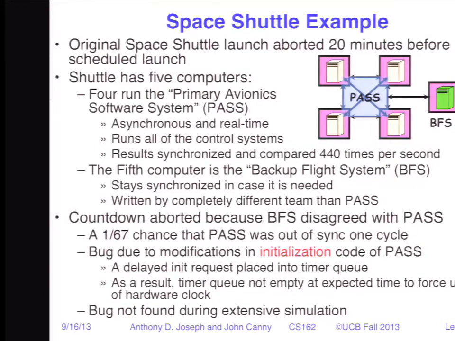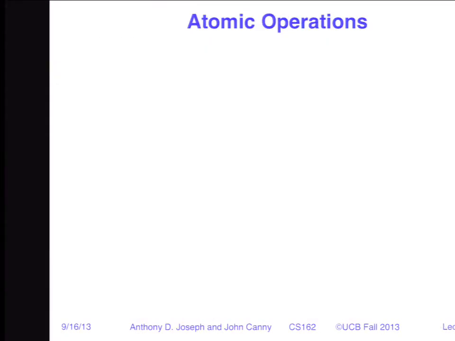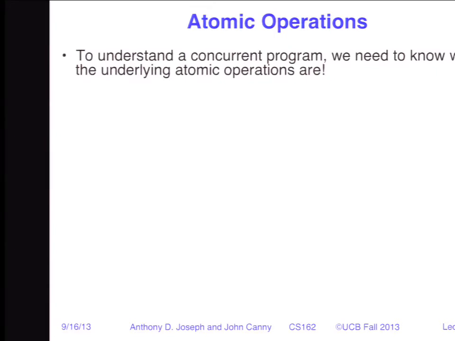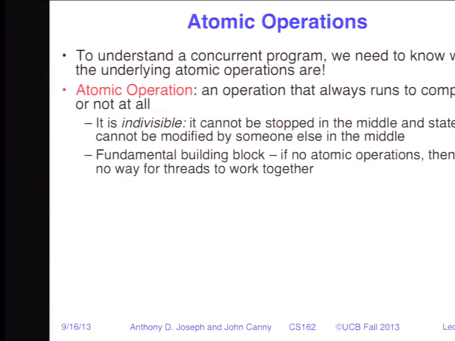Okay, so to try and make our lives easier, we're going to talk about synchronization and how we can try to avoid having corrupted data structures. To understand a concurrent program, we need to understand what is atomic on our system and what is not atomic. So what is an atomic operation? An atomic operation is an operation that always runs to completion or not at all. It's indivisible. So once you start it, something can't come along and modify the state in the middle or look at the state in the middle. It either looks at the state and modifies it before or looks at the state and modifies it afterwards.